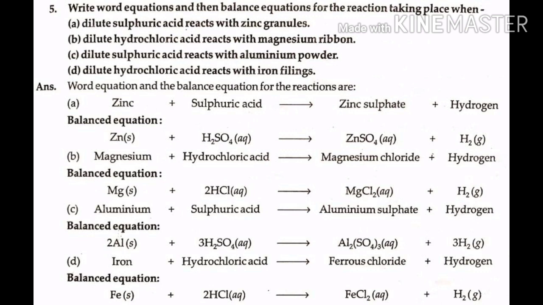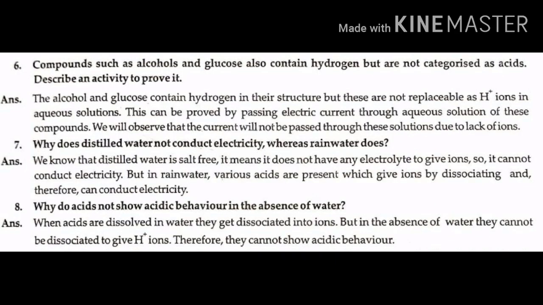C. Aluminium plus sulfuric acid gives aluminium sulfate plus hydrogen. Balanced equation: 2Al plus 3H2SO4 gives Al2(SO4)3 plus 3H2. Indicate the physical state. D. Iron plus hydrochloric acid gives ferrous chloride plus hydrogen. Balanced equation: Fe plus 2HCl gives FeCl2 plus H2. Indicate the physical state.